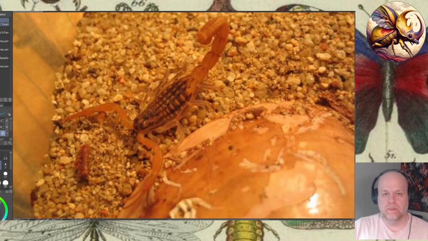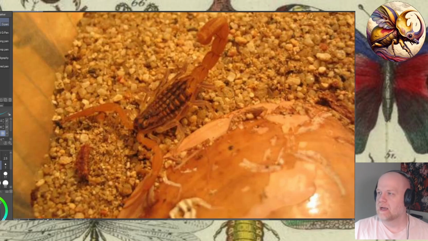The next book that I will be uploading will be the chapters from The Life of the Scorpion. This is another Fabre book, published in 1923 after his death. And it's primarily about the Languedocian scorpion, which is the scorpion you see here.